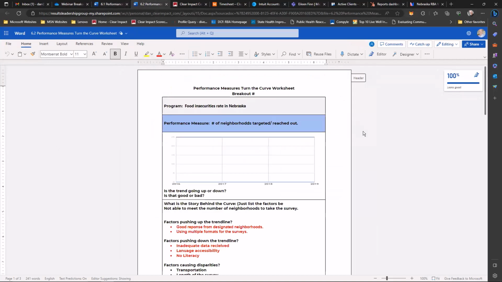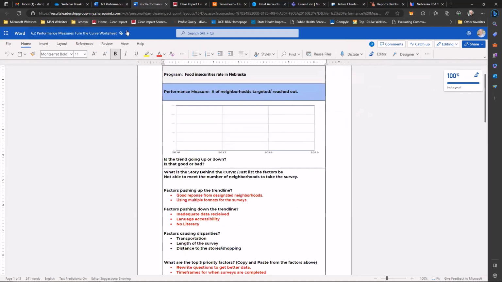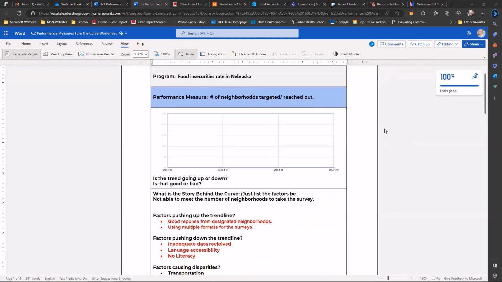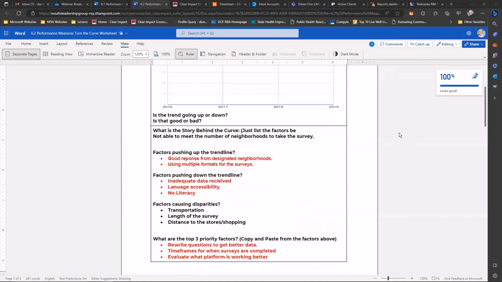But great job. Well, now let's talk about group 2 and the food insecurity rate in Nebraska program. Tell us about your turn the curve exercise. We thought the factors were going up based on good responses from the neighborhoods that were designated for the surveys. And we did provide the surveys in multiple formats, so it was easier for everyone to complete, whether by paper, online, email, or something else.